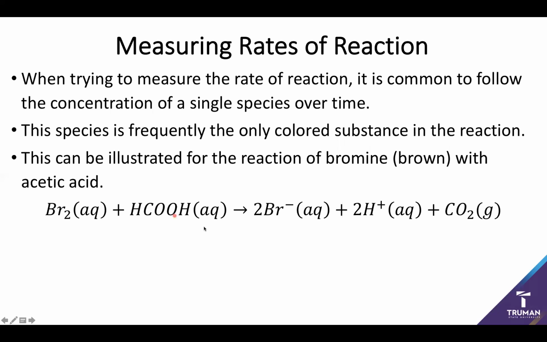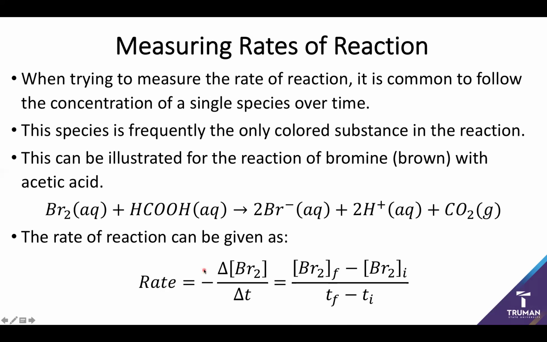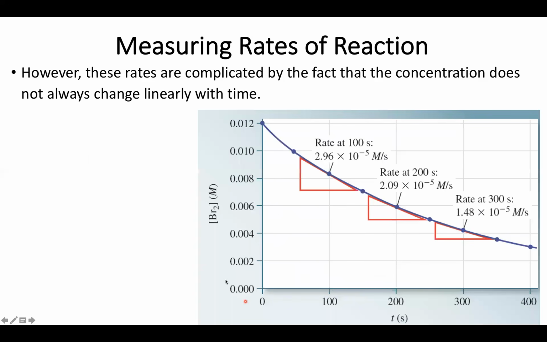So one of the things you could do is look at the reaction of bromine with acetic acid. This will essentially reduce the bromine to bromide, and again, produce some CO2 and some protons. So what we can do is, since bromine is a nice brown and everybody else here is colorless, and sometimes even a gas, we can essentially just track the change in concentration of bromine. So the rate of the reaction can essentially be given by the change in the concentration of bromine over time. So what we can do is measure that change in concentration over time.